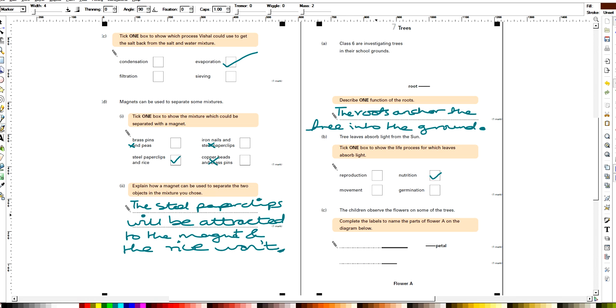Done. The children observe the flowers on some of the trees. Complete the labels to name the parts of flower A on the diagram below. Now, actually, I don't think you can see. Can you see in yours? No. Okay, I think there's some printing error there. Misprint. So I'll have to tell you what that is actually.